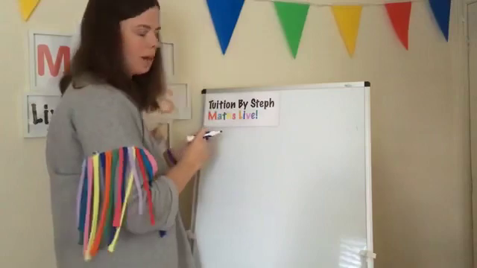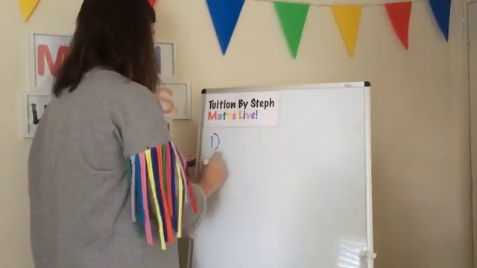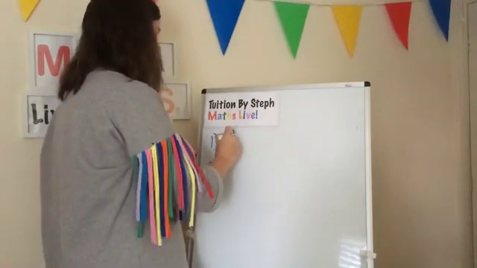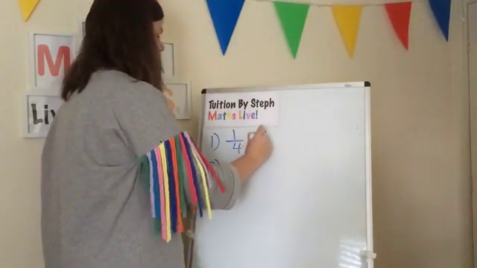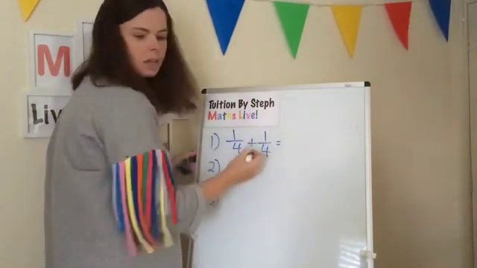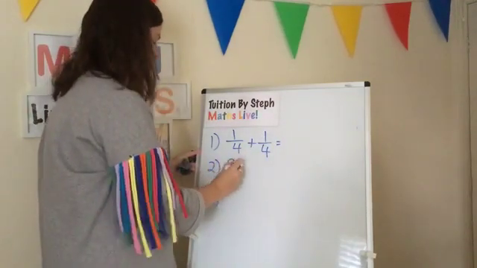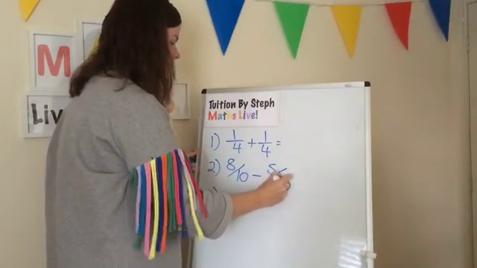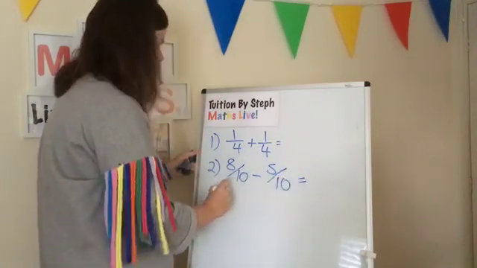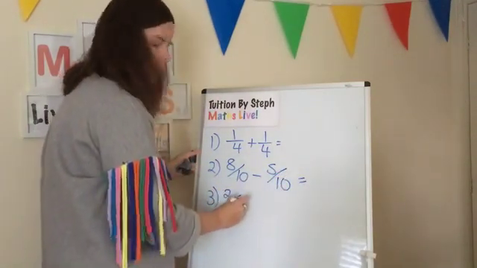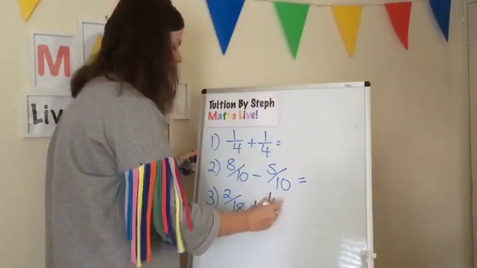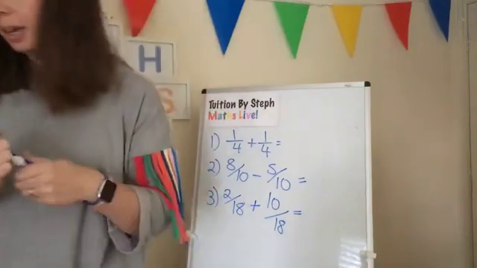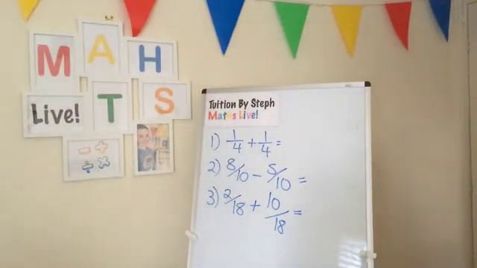Your turn now. 3 questions. I don't think this will take very long. So you've got 1/4 plus 1/4, 8/10 take away 5/10, and 2/18 plus 10/18. Have a go at those while I see how you're all getting on.